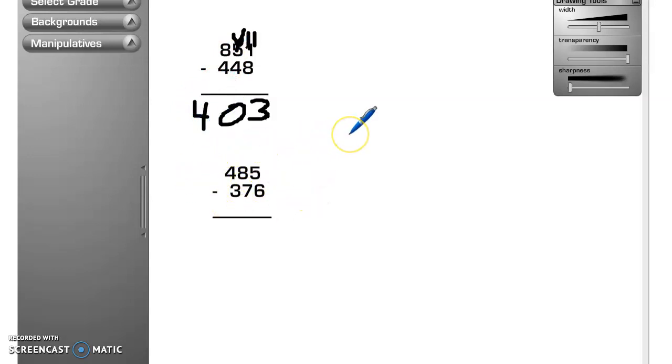Your problem will be 485 minus 376. Please write this on your Post-it and turn it in when you are done.